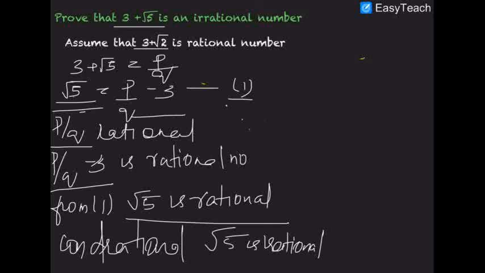So what was our assumption? Our assumption was that 3 plus root 5 is a rational number. We contradict it, which means it is wrong. 3 plus root 5 is not rational, which means 3 plus root 5 is an irrational number. So we proved this.